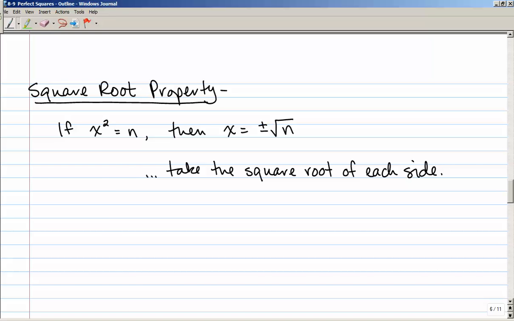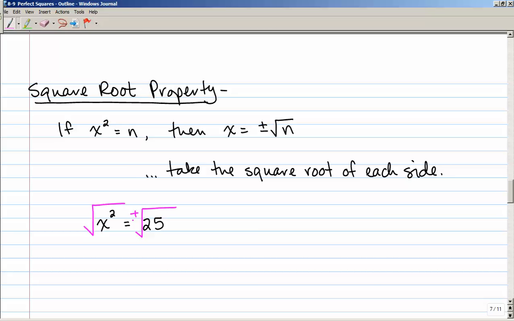So let's try an example of this. Suppose I have 25 equals n. If I take the square root of both sides, and I have to put a plus or a minus here, that means that 5, you know what, I think I did that backwards. My mistake. Sorry about that. Let me try this again. If x squared equals 25. There we go. Sorry about that. Now if I take the square root of both sides, that makes a little more sense.